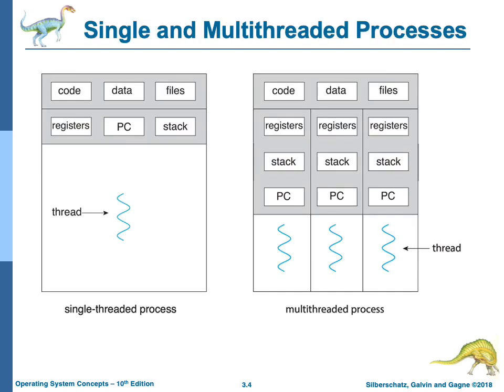So this figure illustrates the difference between a traditional single-threaded process versus a multi-threaded process. You can see that inside one process we can have multiple threads, each having its own program counter, stack, registers, files, and so on.